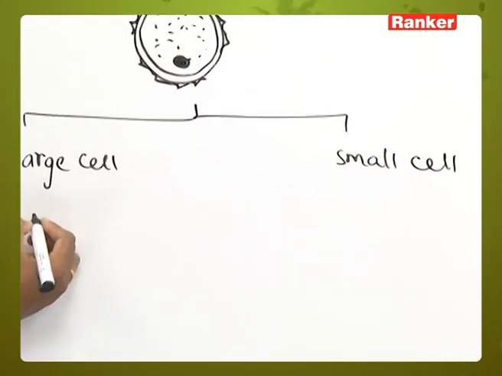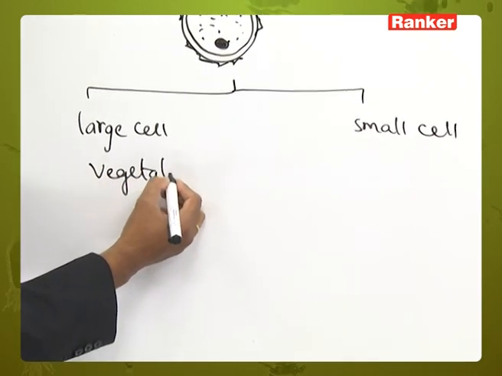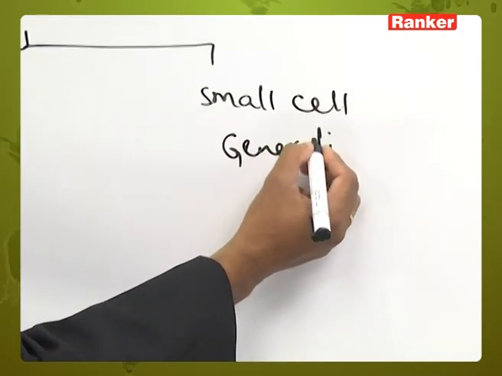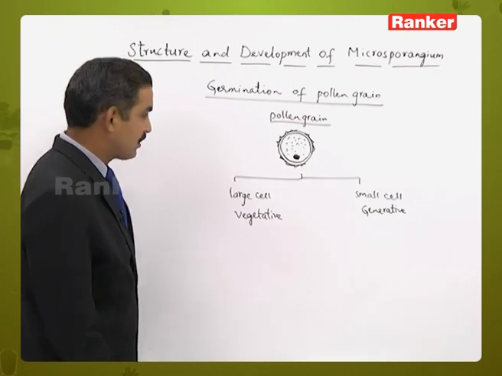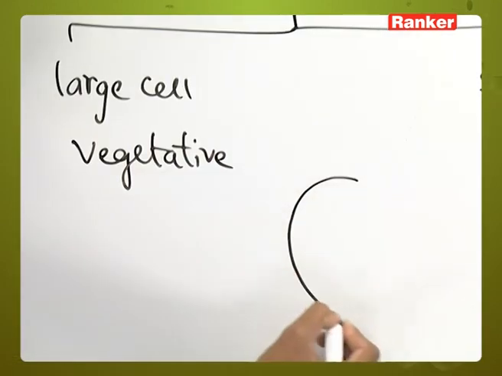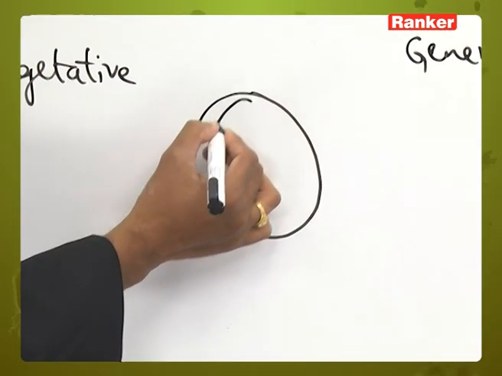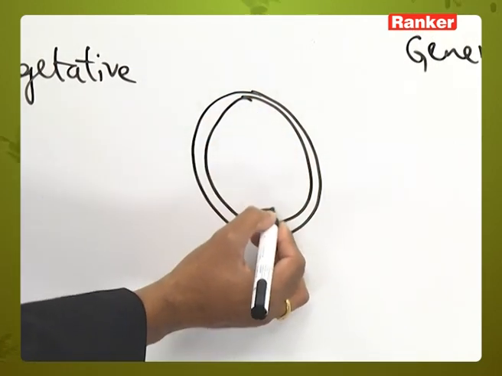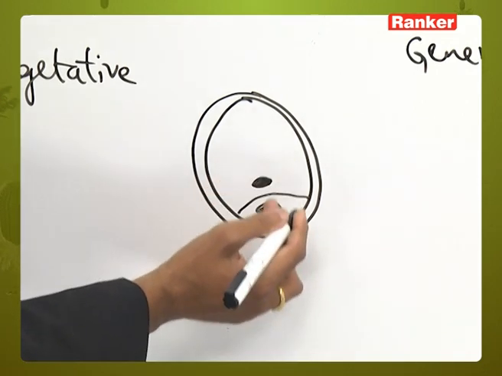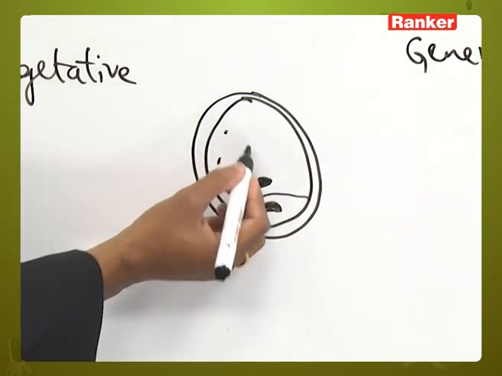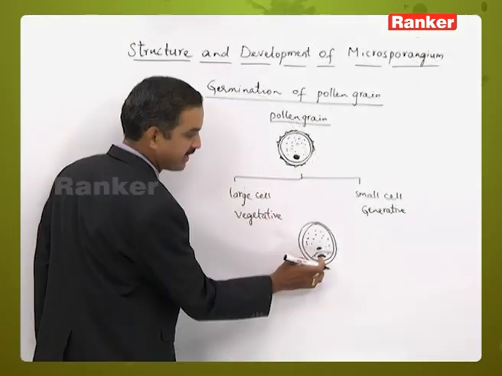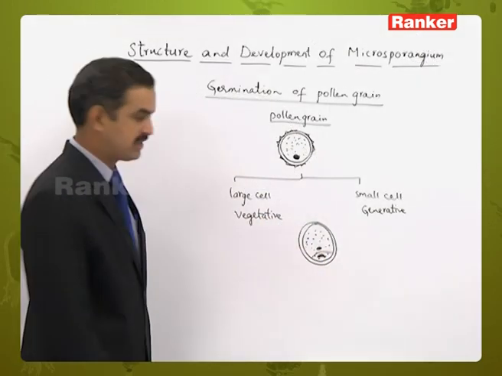The large cell is called the vegetative cell or the vegetative nucleus. The small cell is called the generative cell or generative nucleus. So, we can see here in this diagram where two cells will be formed. These two nuclei appear to be present in the same cell, the large cell and the small cell. The small cell is the generative cell and the large cell is the vegetative cell.